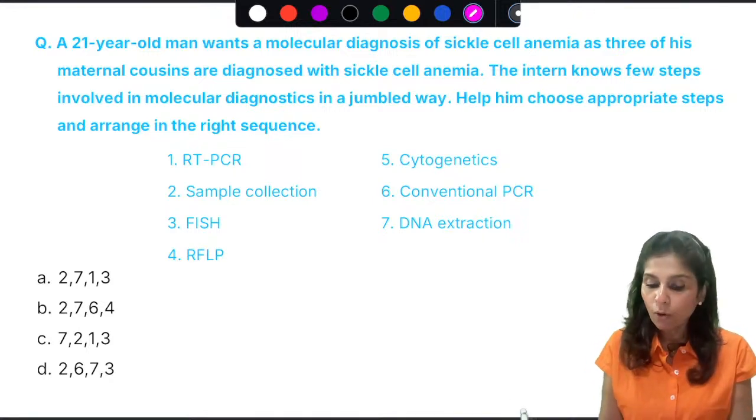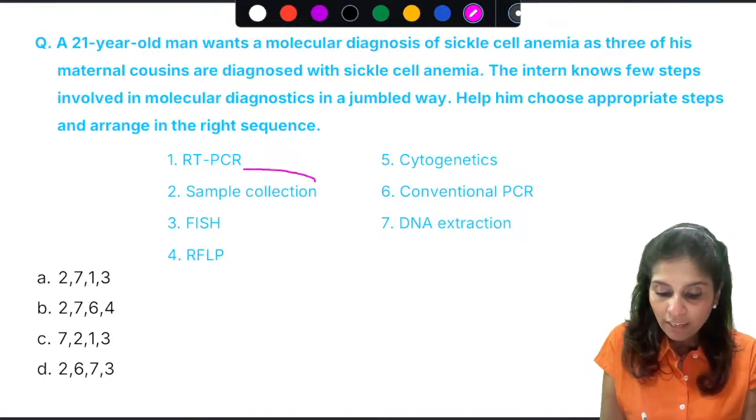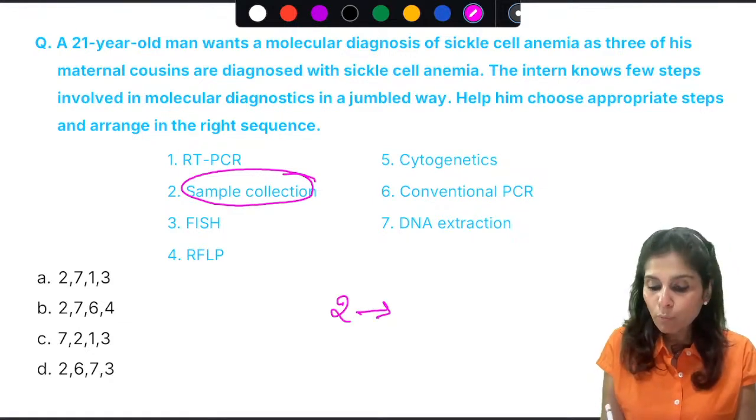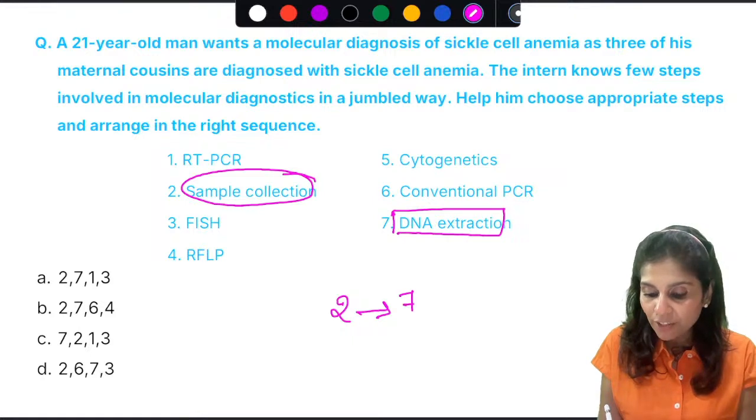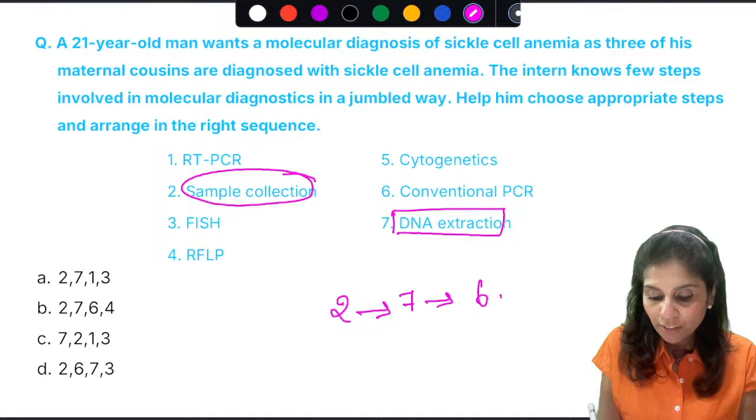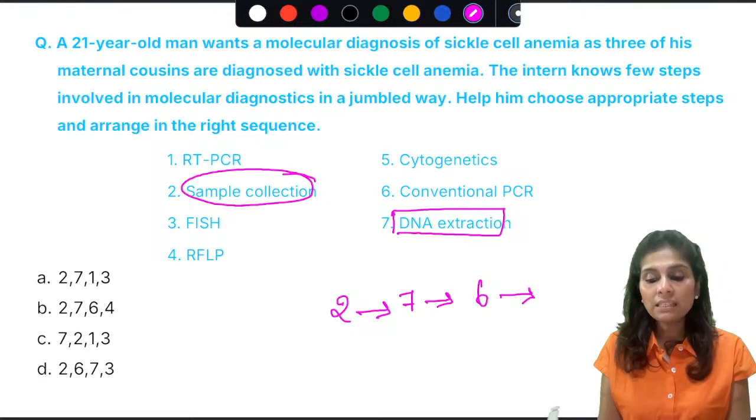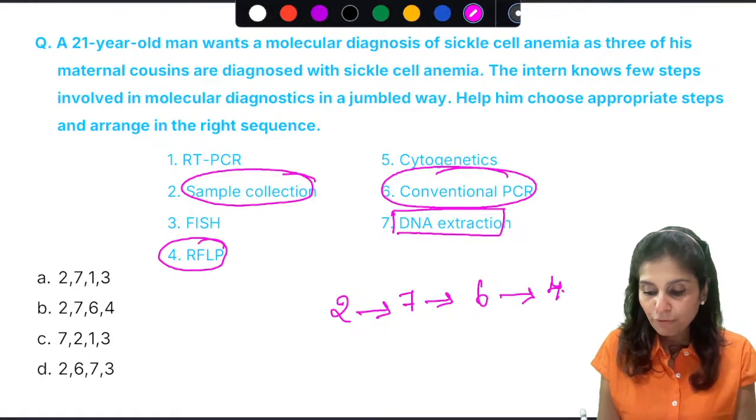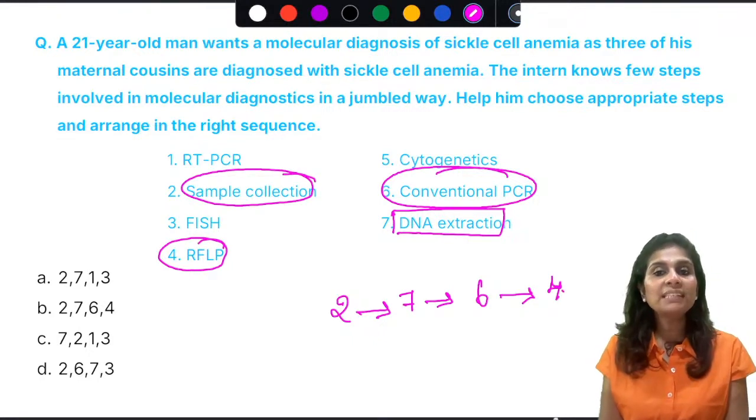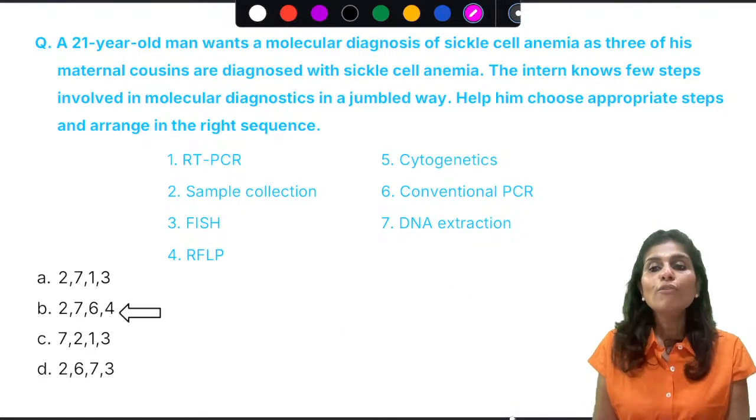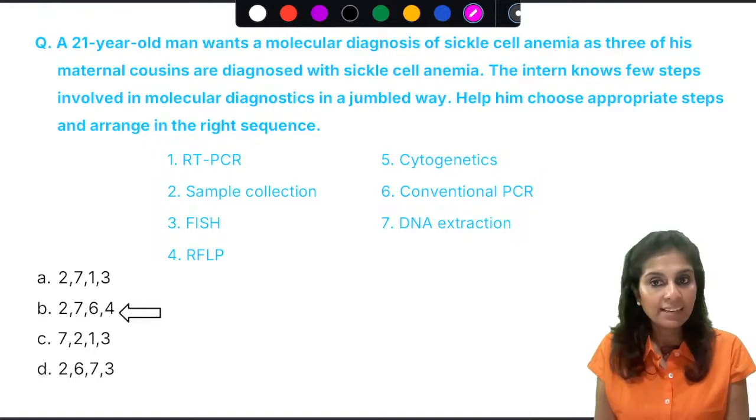What is step number 1 always? I said for any molecular diagnostic test, step number 1 is sample collection. That should be followed by what? DNA has to be extracted. Then the extracted DNA should be subjected to what? Conventional PCR. This conventional PCR should be followed by RFLP. Right? So it is 2764. Sample collection followed by DNA extraction, followed by PCR, followed by restriction fragment length polymorphism. Okay.